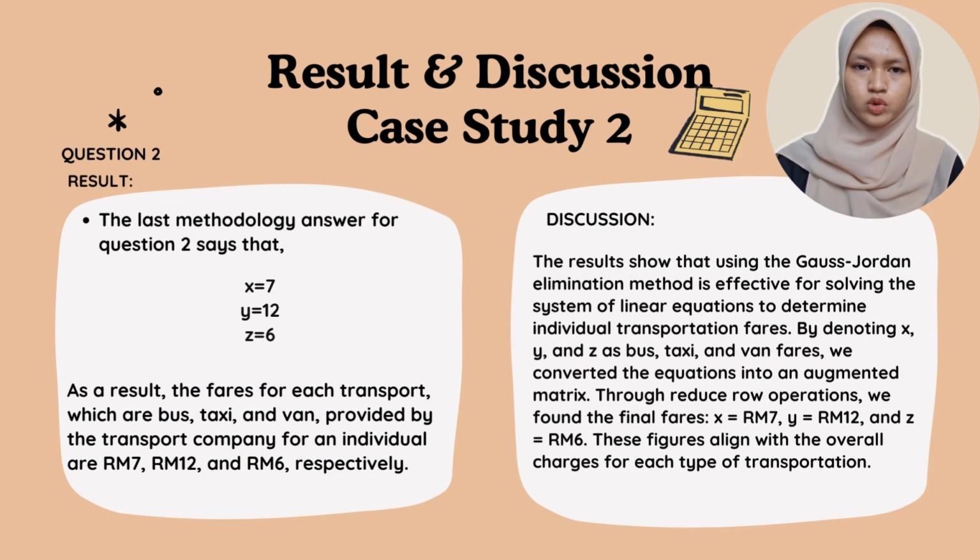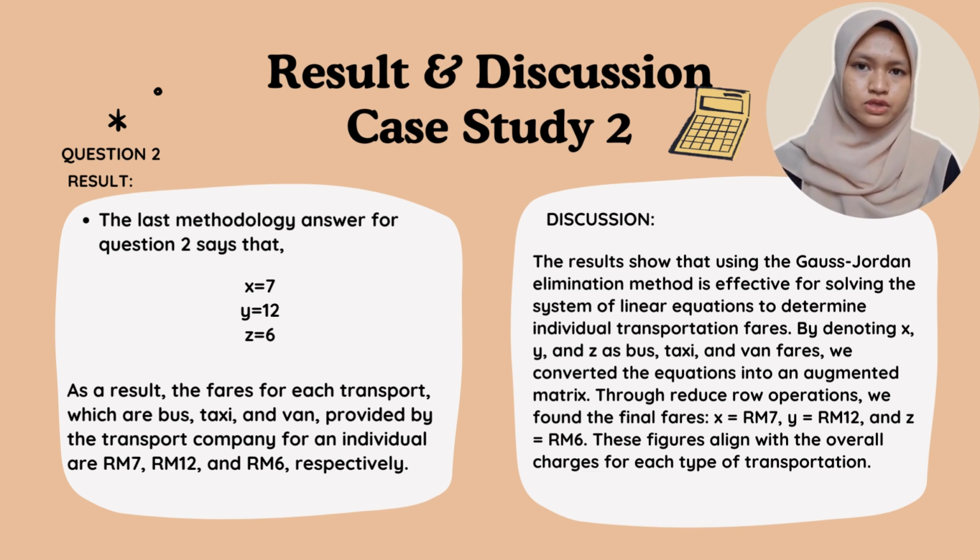For the result for question 2, the last methodology answer for question 2 says that x equals 7, y equals 12, and z equals 6. As a result, the fares for each transport, which are bus, taxi, and van, provided by the transport company for an individual are RM7, RM12, and RM6 respectively. So, next for the discussion.